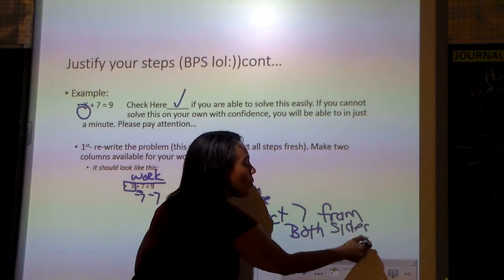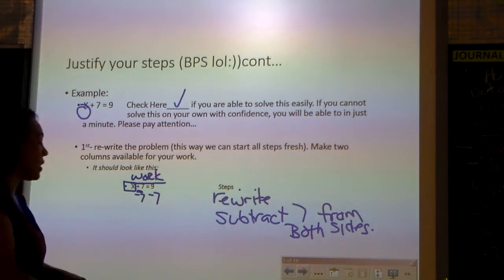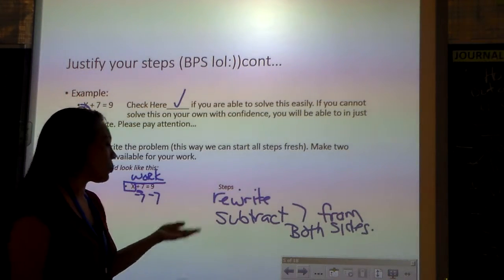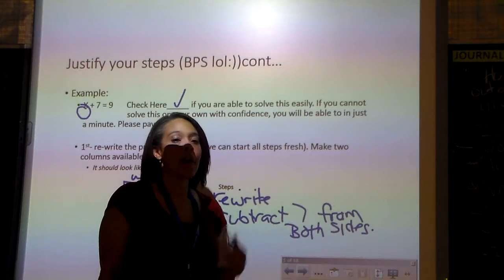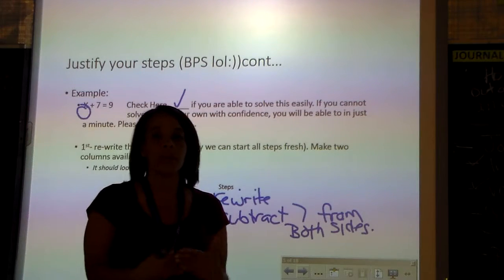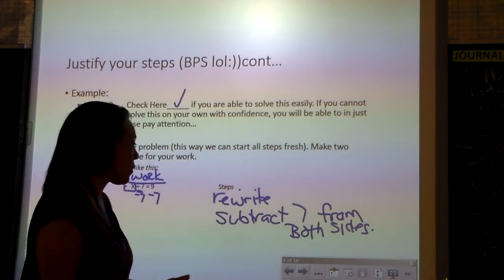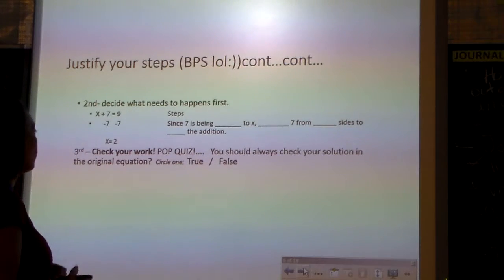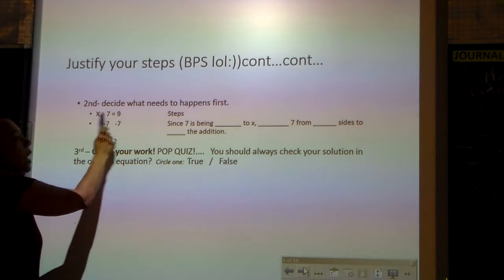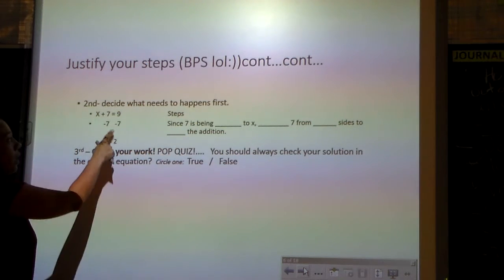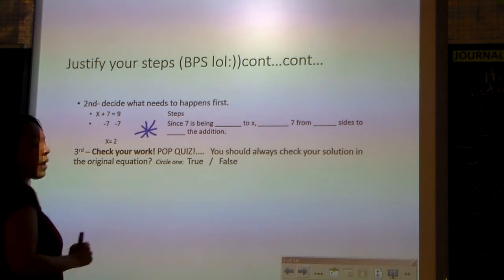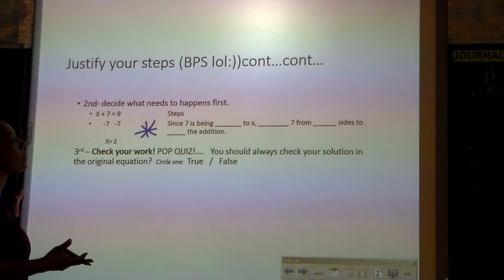That is a very simple way to explain or justify the step of what's going on. And it's okay with me sometimes if you just put subtract 7 from both sides. But I want to do something called attend to precision. It means I want to make sure you know the proper vocabulary and ways to state the math. So here, when I go to my next one, I see what I just modeled in the previous screen. Decide what needs to happen first. Well, I had to subtract 7. But here's the proper way to state that and the way you'll see in your paperwork.